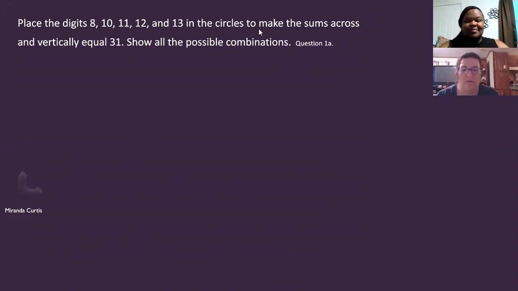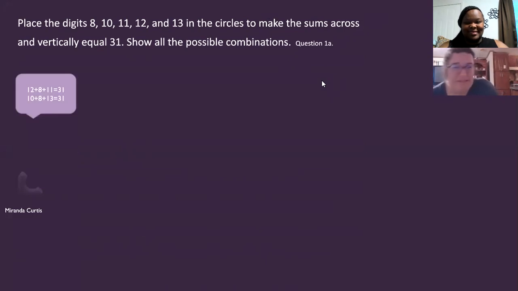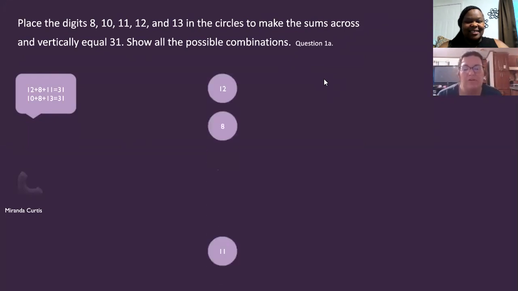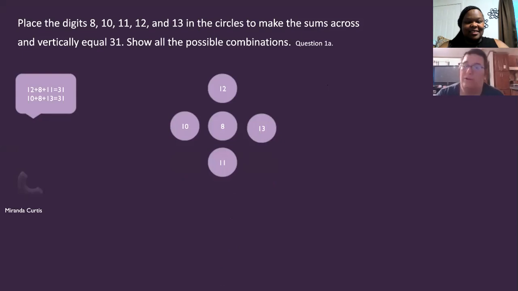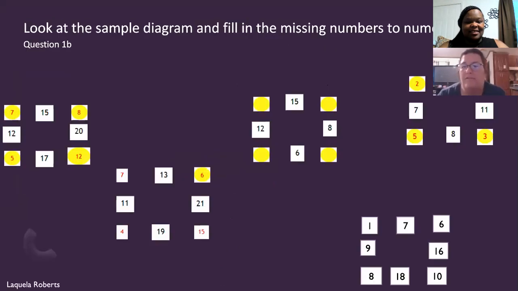Okay, so what we're going to do is bring up our circles. Miss Dominique, will you click for me? Just keep clicking. So we're going to do 12, 8, and 11, and that's going to give us 31. Then we're going to go 10, 8, and 13, and that'll give us 31. How many combinations? That gives us 2. So we're going to go to our next question.